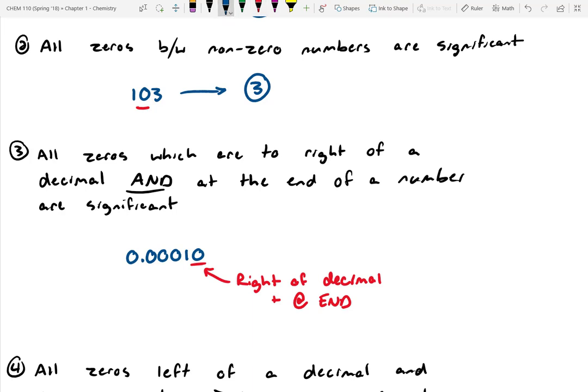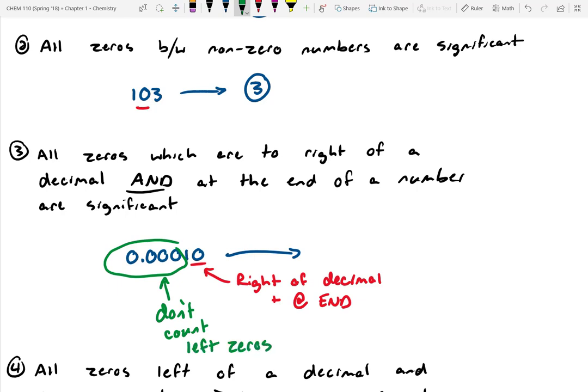Therefore, if we look at this, how many significant figures do we have? Not quite. If we look at these ones, we don't count any zeros on the far left-hand side. So don't count left zeros. All right, that means we have how many sig figs now? Just two, right? We've got the 1 and the 0. We don't count any of the leading zeros.